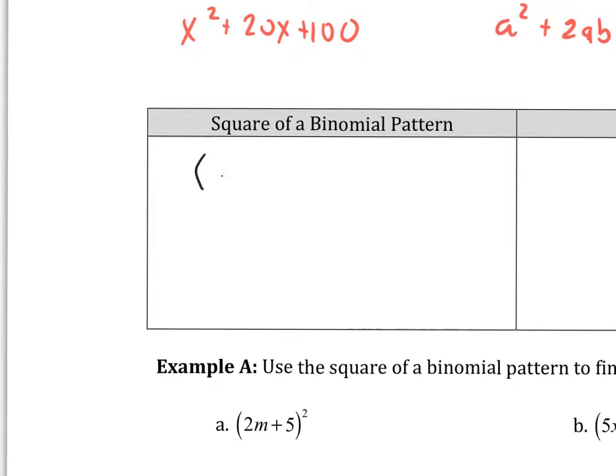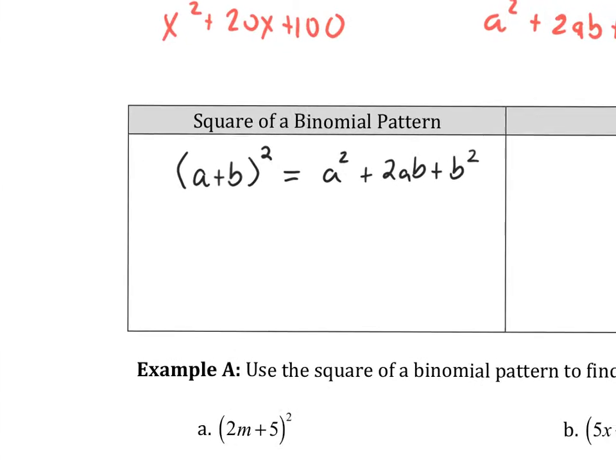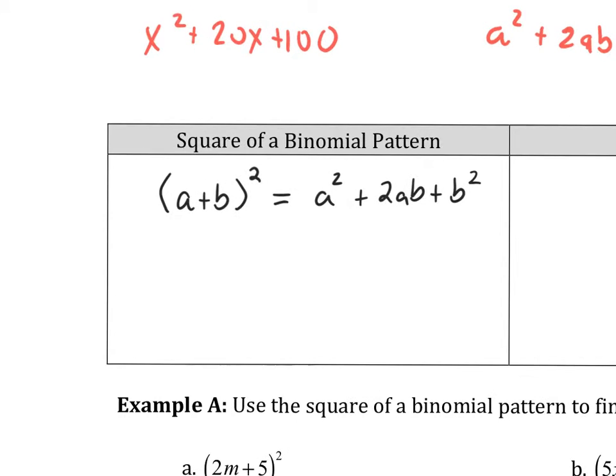If you have a binomial, we'll call that a plus b, and you square that, it always will give you this, a squared plus 2ab plus b squared. That sounds a little bit confusing to begin with, but let me show you the M that always helps me.